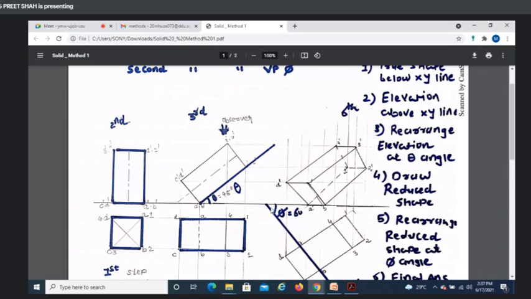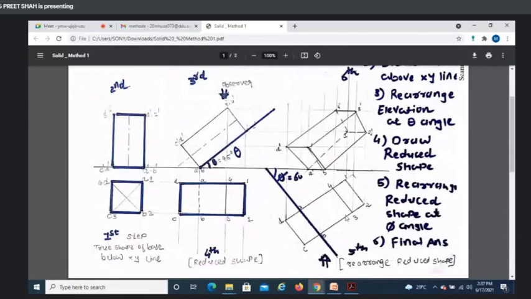Now the fourth step. From the third step, you will draw the vertical projections. Similarly, from the first step, you will draw the horizontal projections. Where they meet, you will draw the reduced shape. So the fourth step is to draw the reduced shape. Clear?